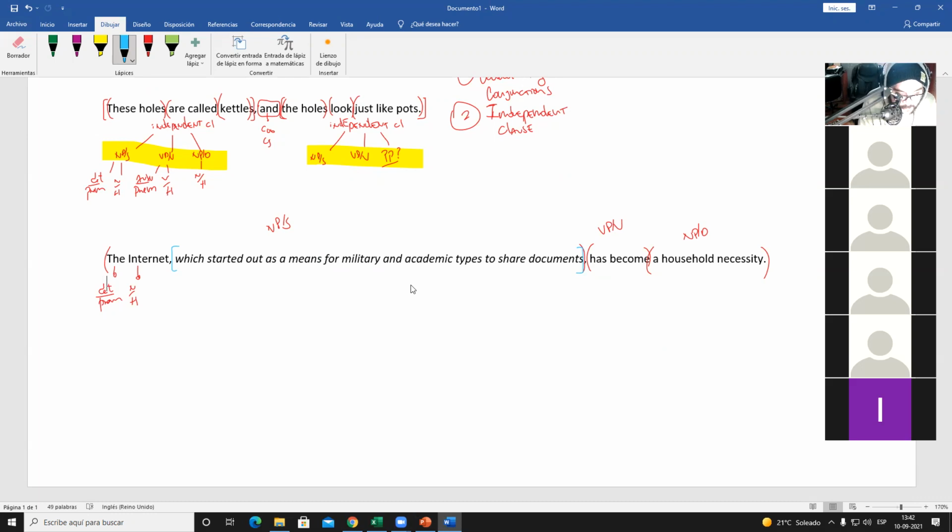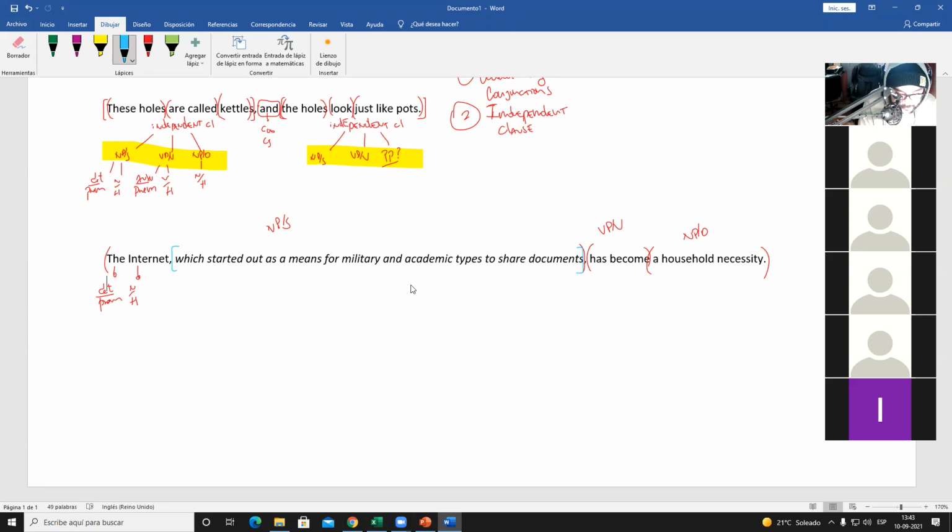Now, what happens if I read which started out as a means for military and academic types to share documents on its own? I would say the very first thing is I don't have enough context, so I don't understand what you're saying, right? In comparison to the internet has become a household necessity, which is absolutely clear. Therefore, because of that lack of context, I would say that the WH clause, the clause which is inside of that noun phrase, is a dependent clause attached to a noun phrase, right?